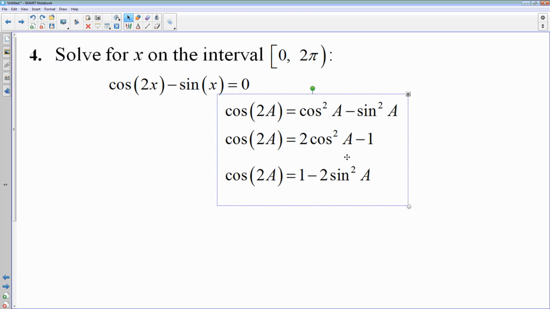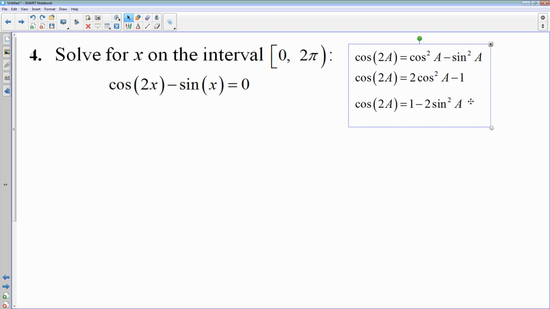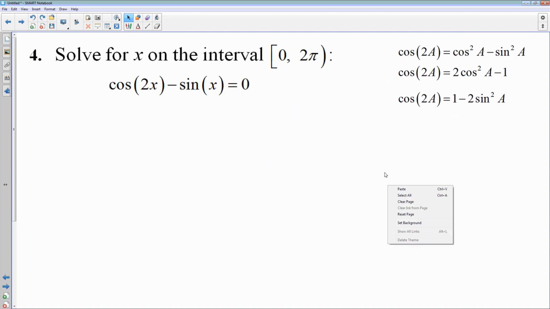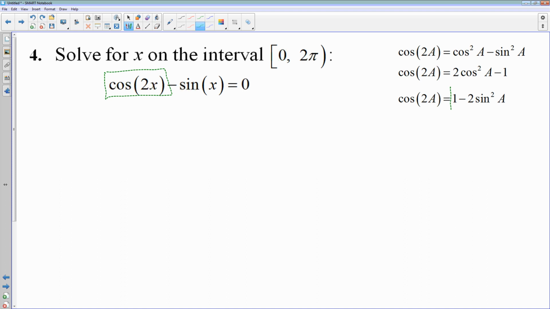I'm going to paste those identities here. And what I was talking about just a second ago, I want to substitute one of these 3 in for cosine of 2x. And I have 3 options. I'm going to choose the one that only has a sine in it because that's what the other trig function is. So I'm taking out cosine of 2x. That's going to be 1 minus 2 sine squared x minus sine x equals 0. Then we need to finish solving that equation.